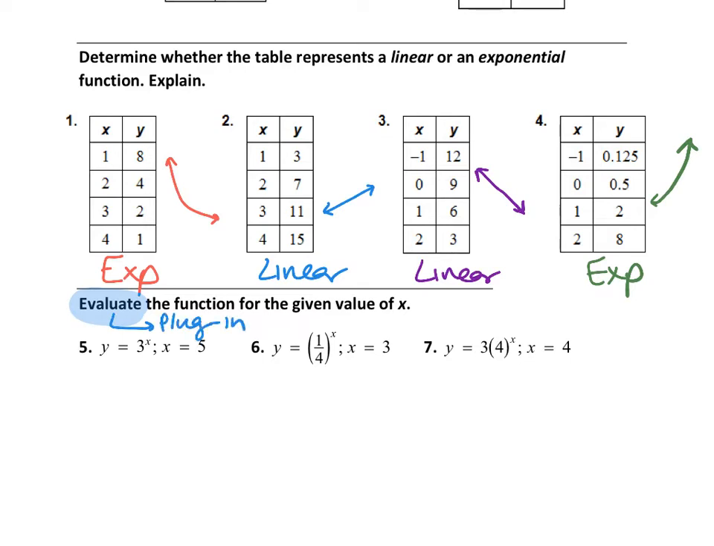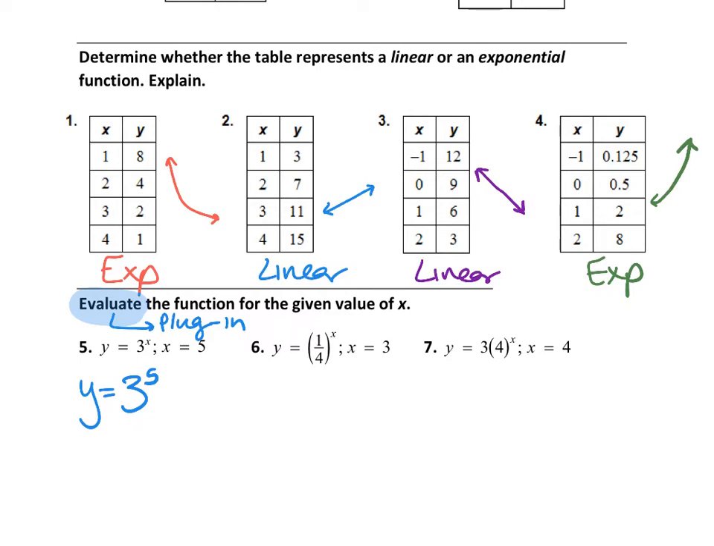So if you notice what they gave me, they gave me an exponential equation. y equals 3 to the x power. The x is an exponent. And then they said x equals 5. What am I doing with this information? I'm plugging it in. So in my brain or in my calculator, I want to figure out what 3 to the 5th power is. Don't say 15. What is 3 to the 5th power?